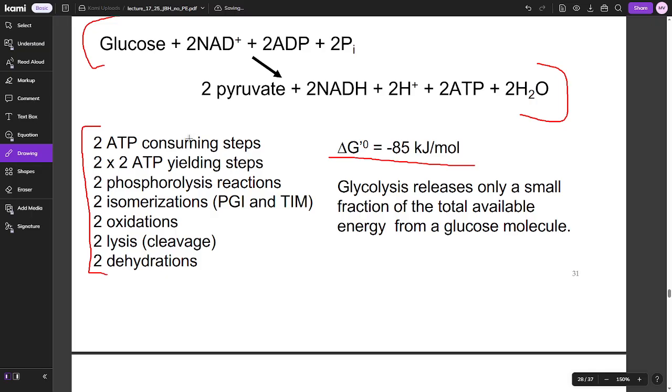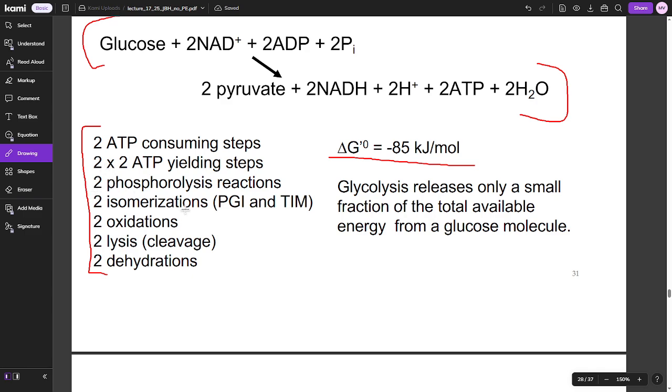So the ATP consuming steps are step 1 and step 3, hexokinase and PFK1. The ATP yielding steps are going from 1,3-bisphosphoglycerate to 3-phosphoglycerate, and going from phosphoenolpyruvate to pyruvate. Those are step 7 and step 10. Those are ATP yielding steps.